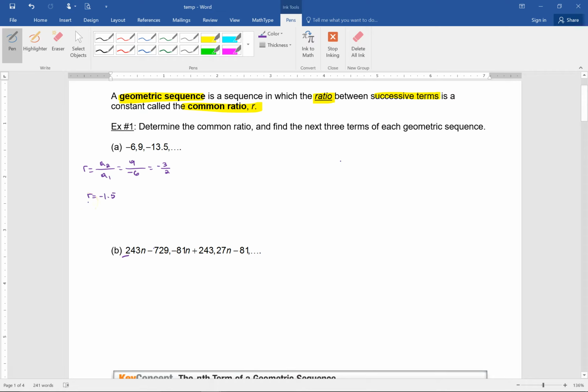So that's the common ratio r, and if we want to find the next 3 terms, we start with the last one and keep multiplying by negative 1.5. Negative 13.5 times negative 1.5 is 20.25. Multiply that by negative 1.5, negative 30.375. Multiply that and you get 45.563. Now, one thing I need you to pay attention to: when r is negative, your terms are going to alternate sign.